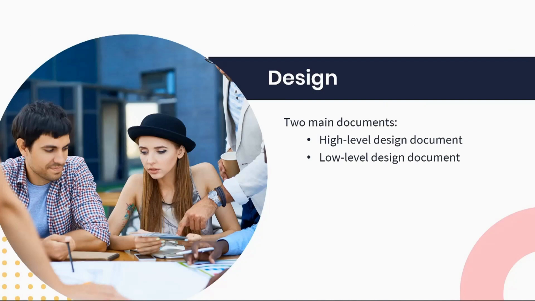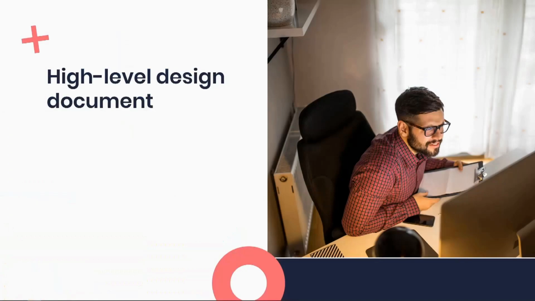Let's look at each of these documents in a bit more detail. The high-level design document contains a brief description of each module that is going to be contained in your solution, along with the proposed name. It also shows diagrams that show the interface relationships and dependencies between modules. In case you're wondering what that is, it's just a fancy description of a flowchart.